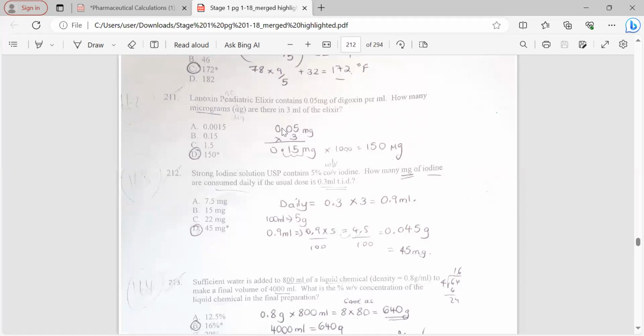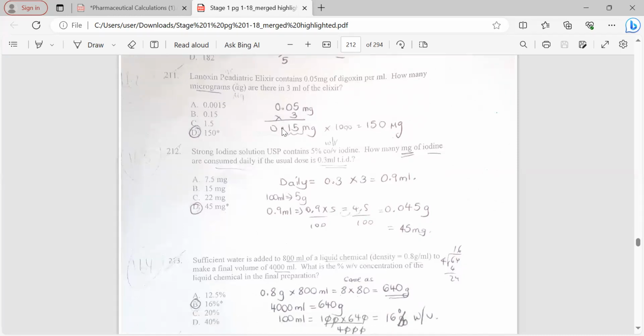You multiply by 1000. You get 150 micrograms. Micrograms, they can write either mu, or MCG. Either of them can be used to mean micrograms. Anyway.